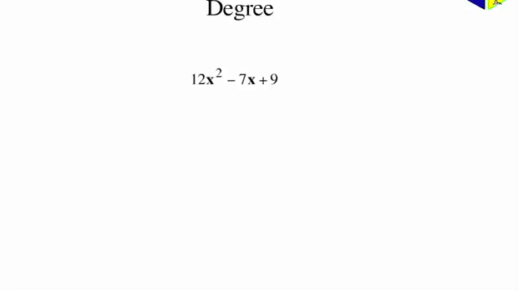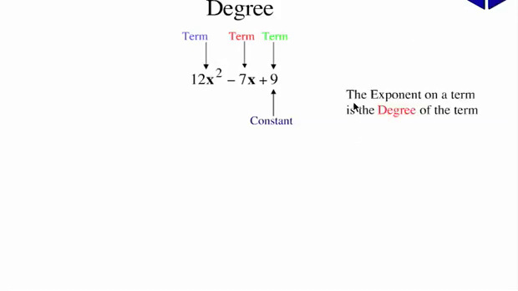Okay, the degree of a term. Here are the three terms, and by the way, this term is a constant term because it doesn't have a variable with it. Okay, the exponent on a term is the degree of that term. So for 12x squared minus 7x plus 9, I'm giving each term an x, so the minus 7x is 7x to the power of 1, and the 9 is like 9 times x to the 0. Remember, x to the 0 is 1, so that's why we're able to write x to the power of 0.